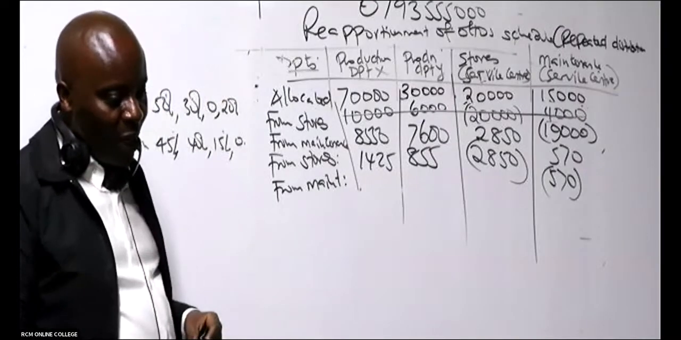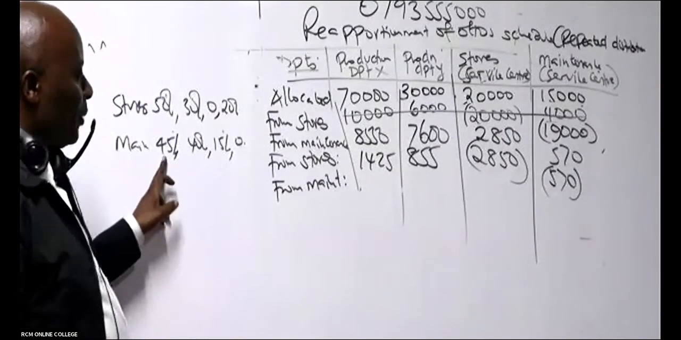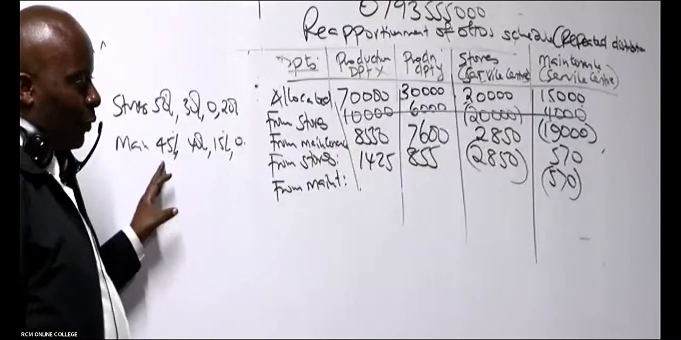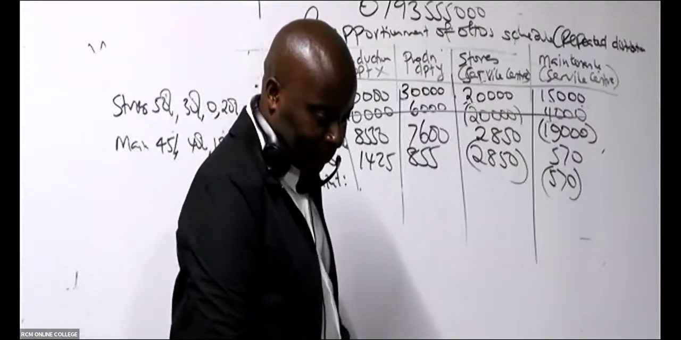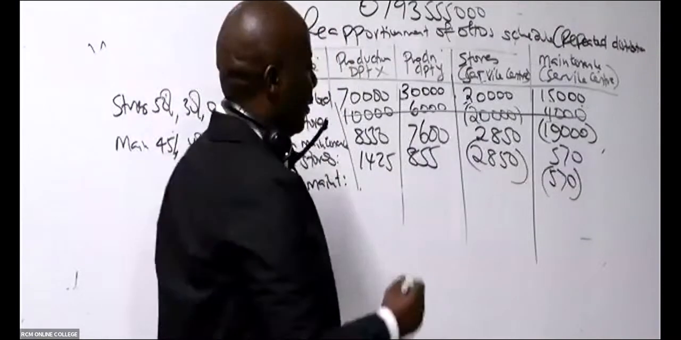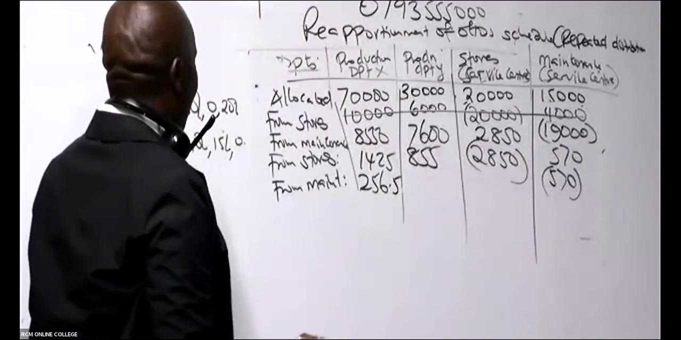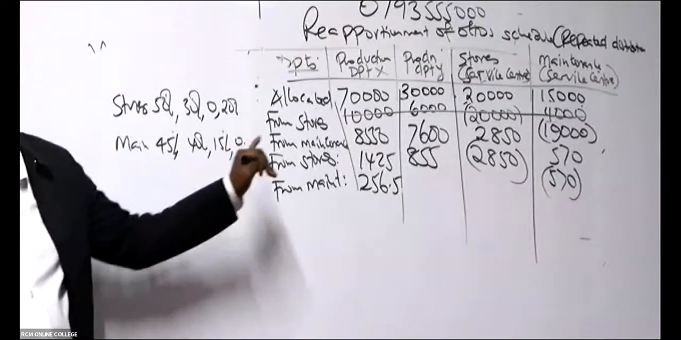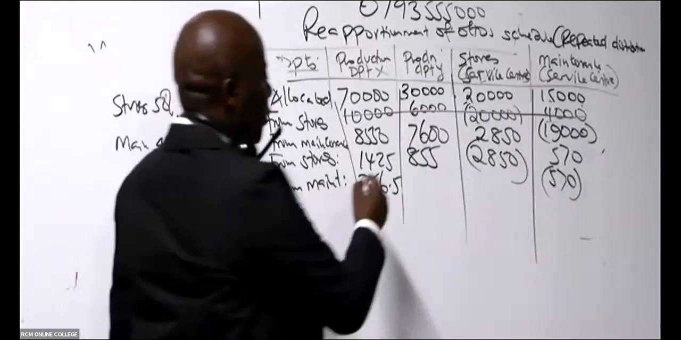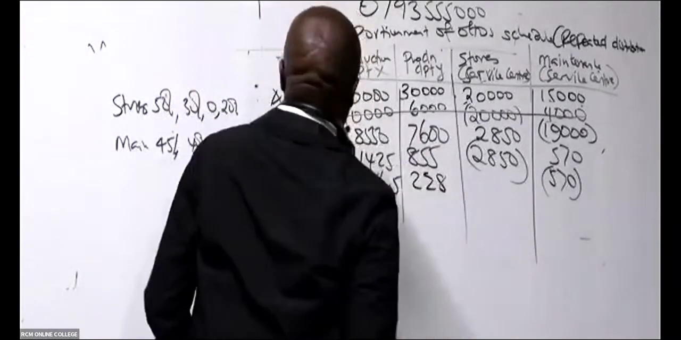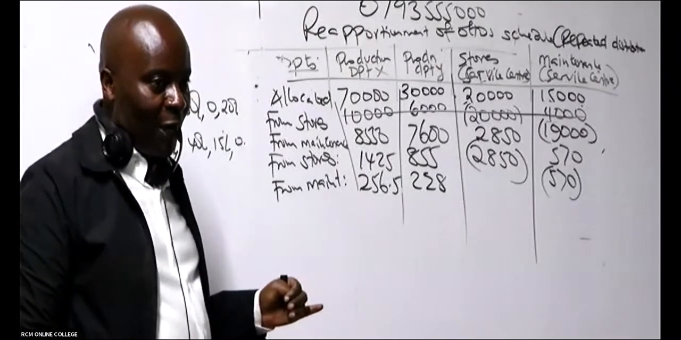Great. So remember now it is from maintenance and you have the percentages from maintenance, isn't it? So 45% of 570 gives me how much? 256.5. You guys are brilliant. Then 0.4 times that is 228. So we have here 228. And then we have 15% of 570, 85.5.